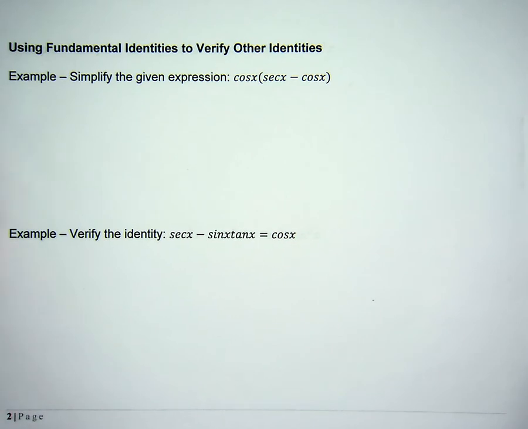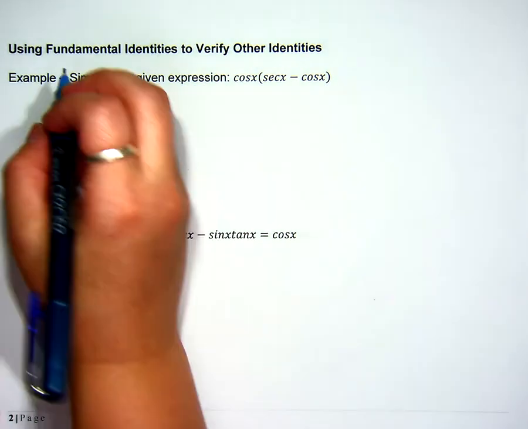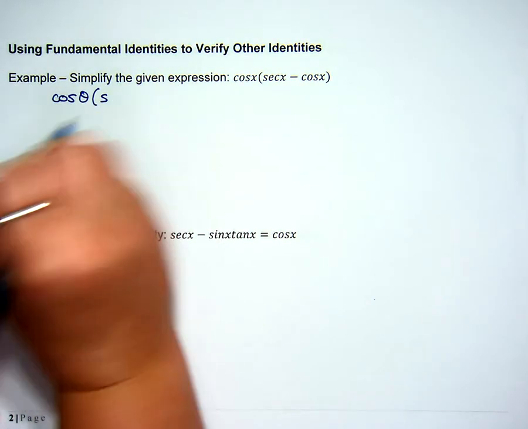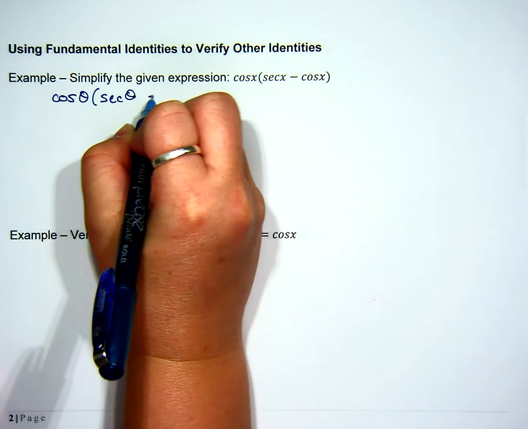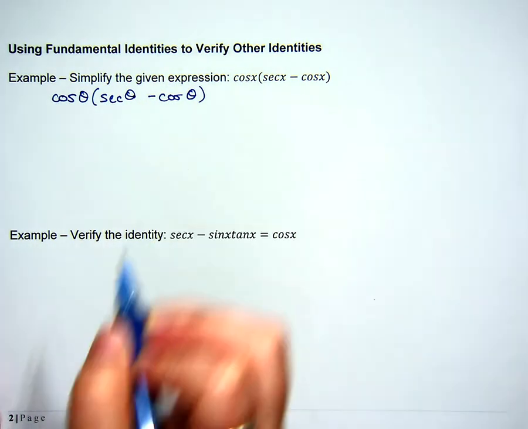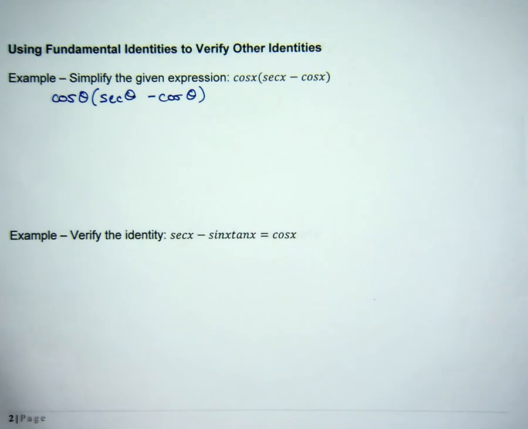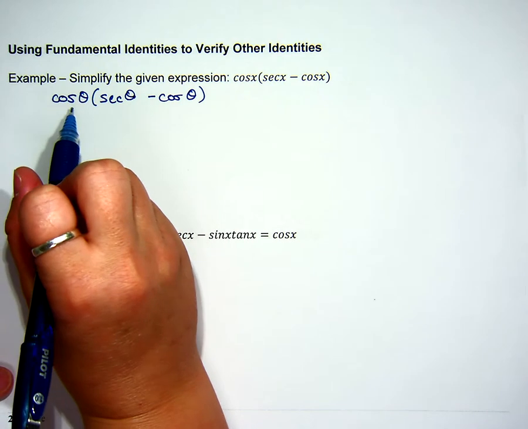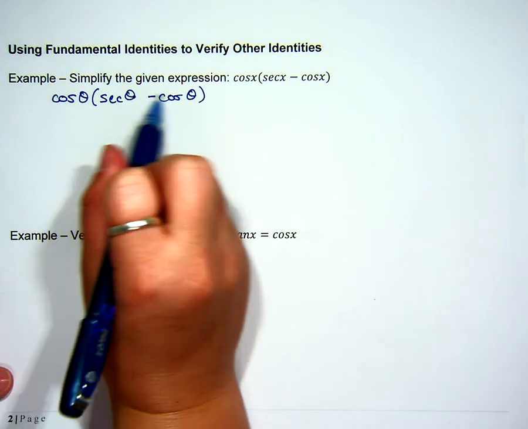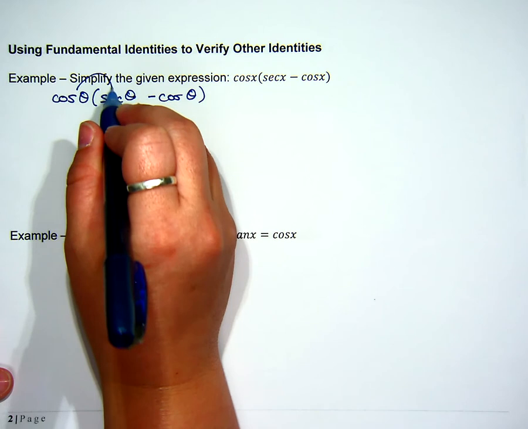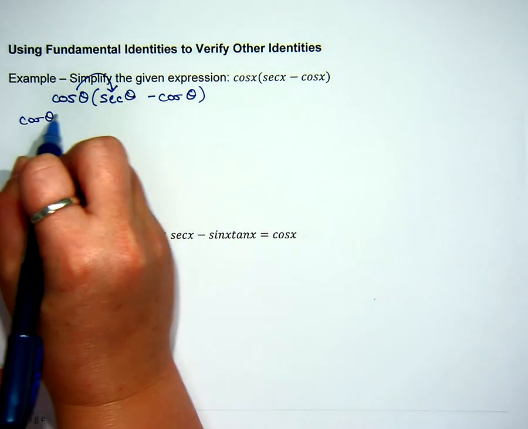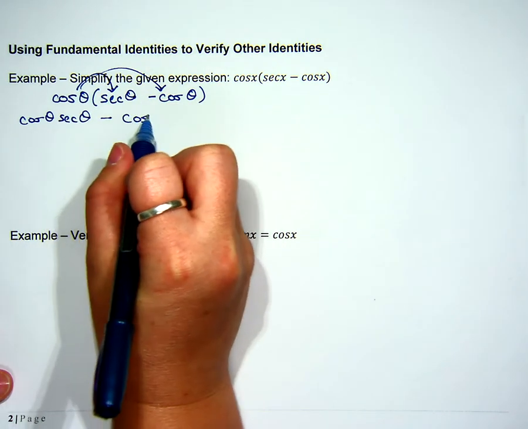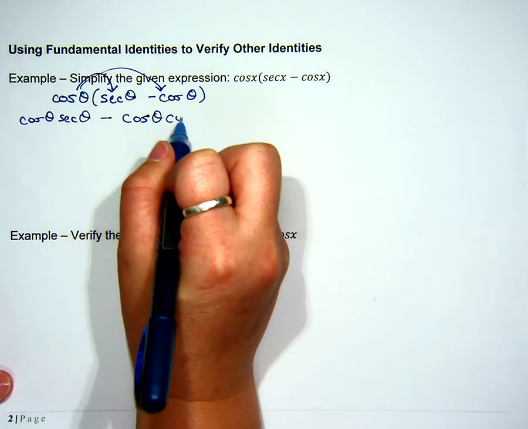We want to simplify the expression. So we have cosine times secant minus cosine. Now I like to use thetas instead of x's. It doesn't matter though, we're still using the variable. Basically, whenever you have a value on the outside of a parenthesis, you can distribute through. So here I have cosine times secant. Here I have minus cosine times cosine.